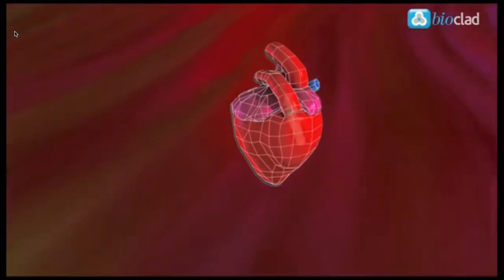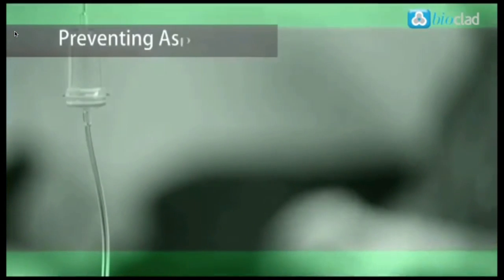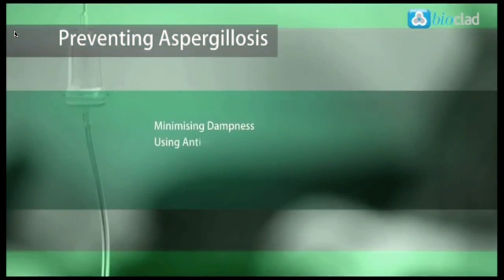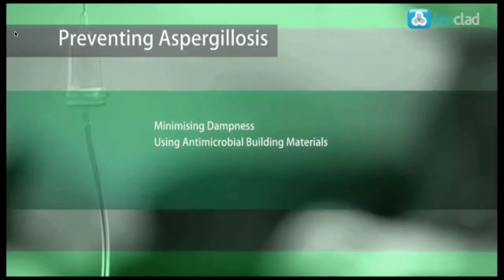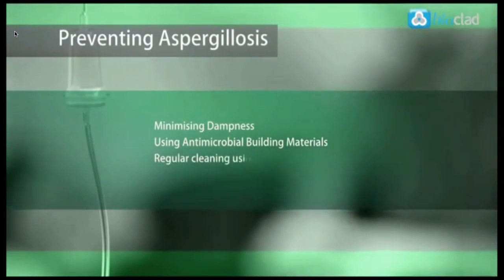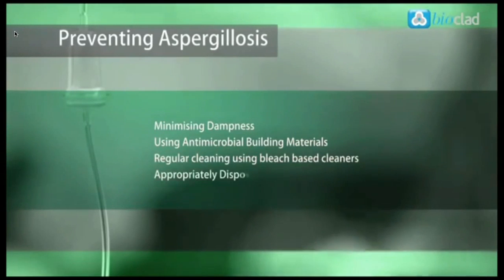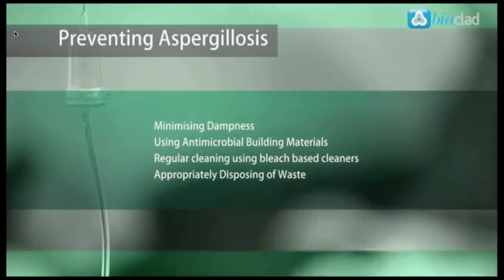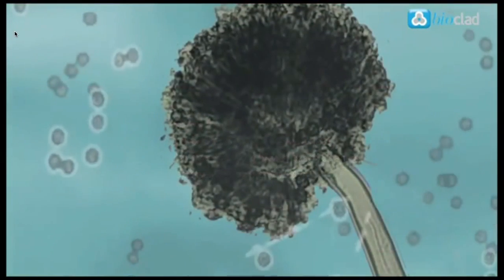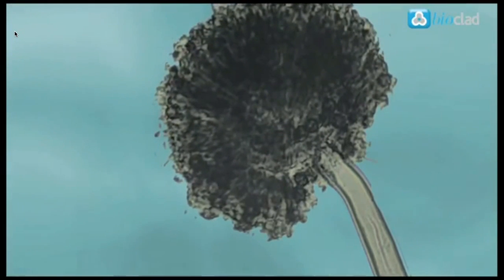Seeking to prevent the breakout by minimizing dampness and using antimicrobial building materials is key to reducing the outbreaks of Aspergillus. Regular cleaning using bleach-based cleaners and appropriately disposing of waste where Aspergillus can grow should then minimize the inevitable growth from airborne spores.